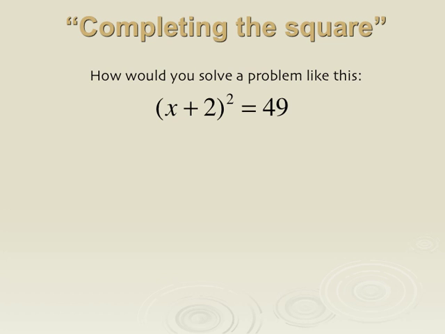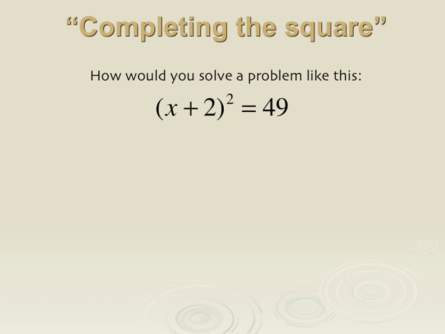This is section 10.5 in your textbook, and the topic is completing the square. First, I want to ask you, how would you solve a problem that looks like this? We have the quantity x plus 2 squared equals 49.